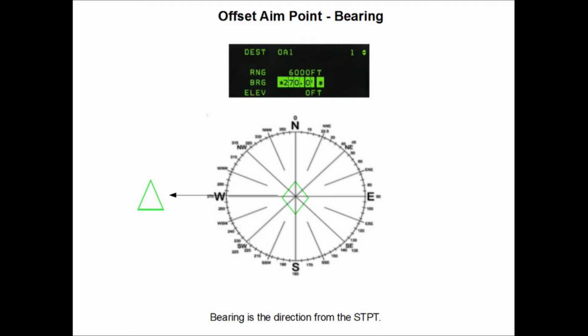Now, a quick note concerning bearing. If you are going to put an offset aim point due north of a steer point, put it at 0 or just leave it alone. Chances are it's probably going to already be defaulted to 0. If you try and use 360, it's going to flash at you and it's not going to like it very much. So use 0 for due north.